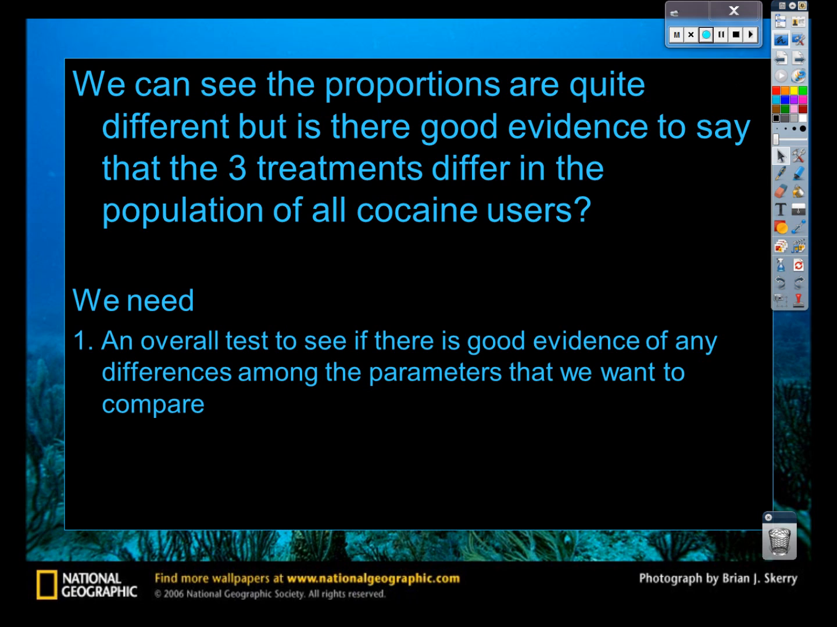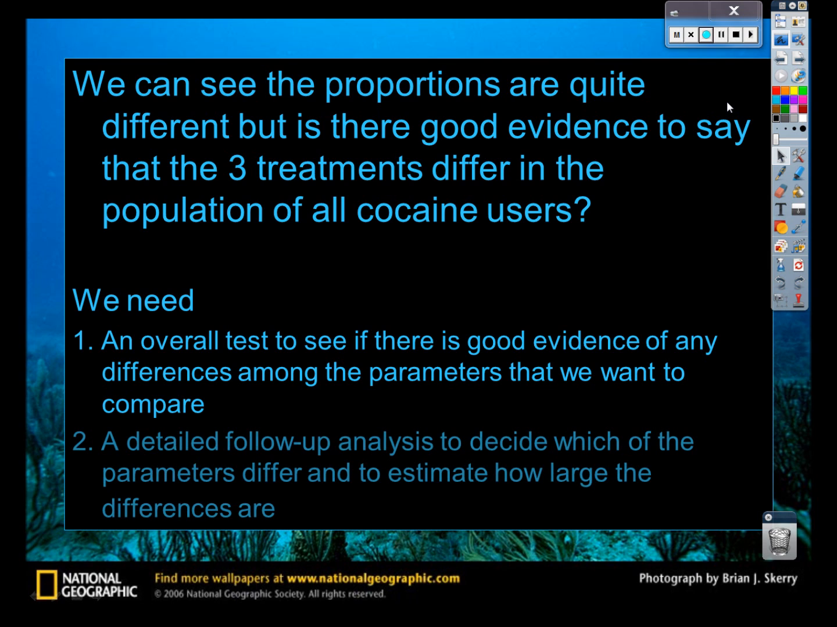My overall test that I'm going to need is my Chi-Square test. And then I will give some analysis from that Chi-Square test, making a statement on whether I think that the three treatments are the same or that they are different.